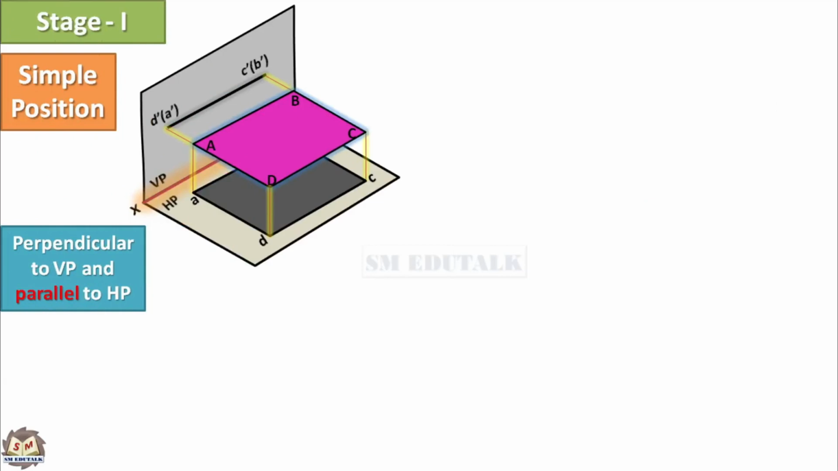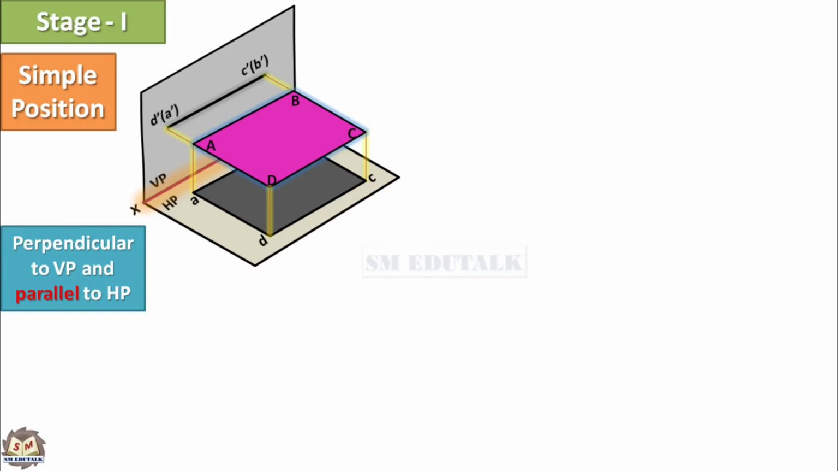Now you are seeing the pictorial representation of the simple position of a rectangular plate. That is, the thin plate is kept parallel to HP and perpendicular to VP. You will get its front view as a horizontal line and top view as a rectangle. Please refer to the Projection of Planes Part 1 video for understanding the basics.